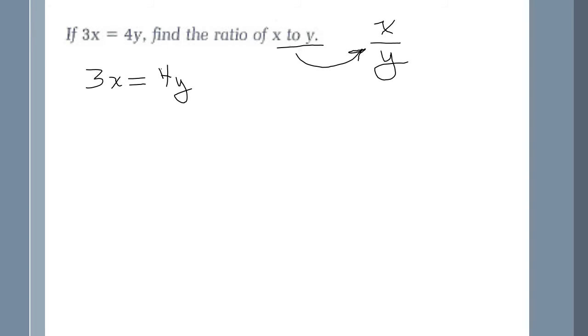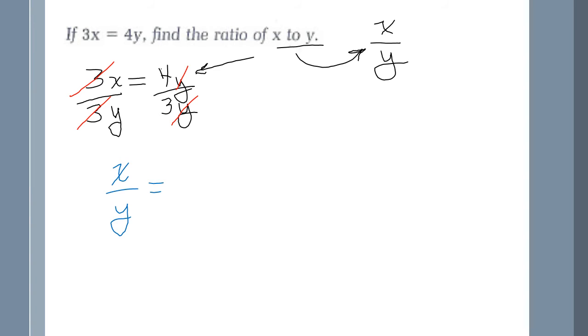So we want to get x over y. Well, to get x by itself, I have to divide each side by 3. To get y under the x, I have to divide each side by y. If you can see what I've done here, you can now cancel. These 3's are going to cancel. These y's are going to cancel. So now I know that x over y, the ratio of x to y, is equal to 4 over 3.